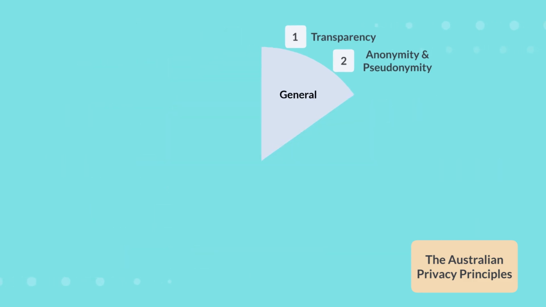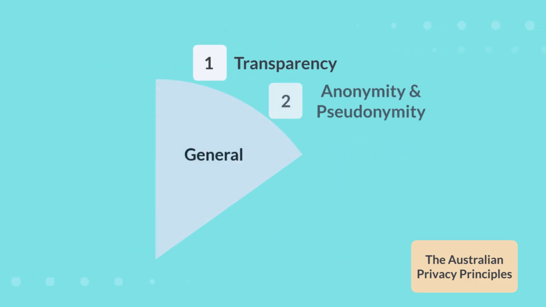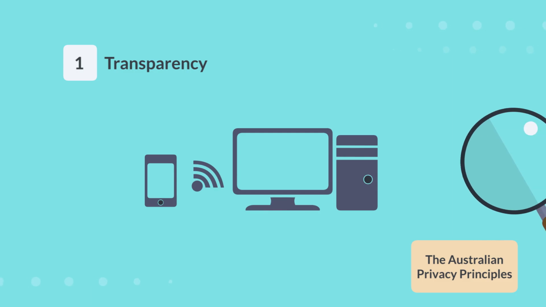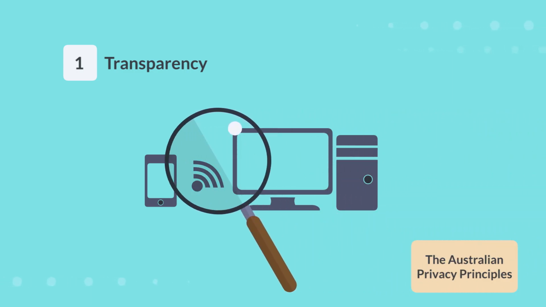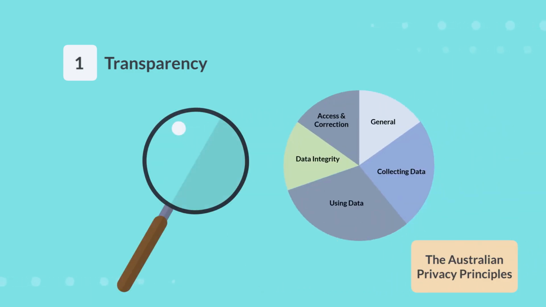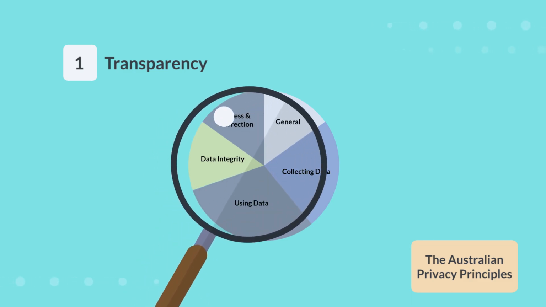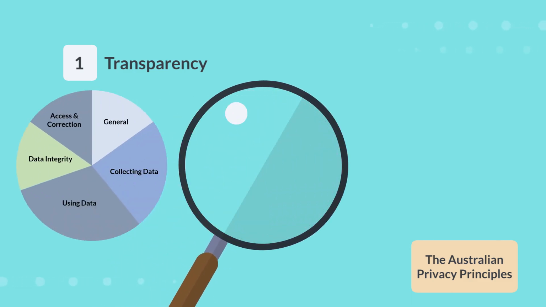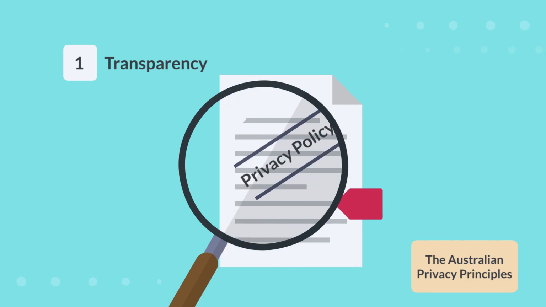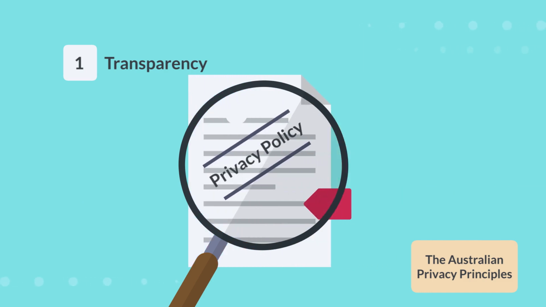The general section consists of principles 1 and 2. Principle 1 spells out the need for transparency in all dealings connected to data privacy. This is a general rule which must be applied to all the other principles, and amongst other things, this principle contains a list of items which need to be covered in a privacy policy.